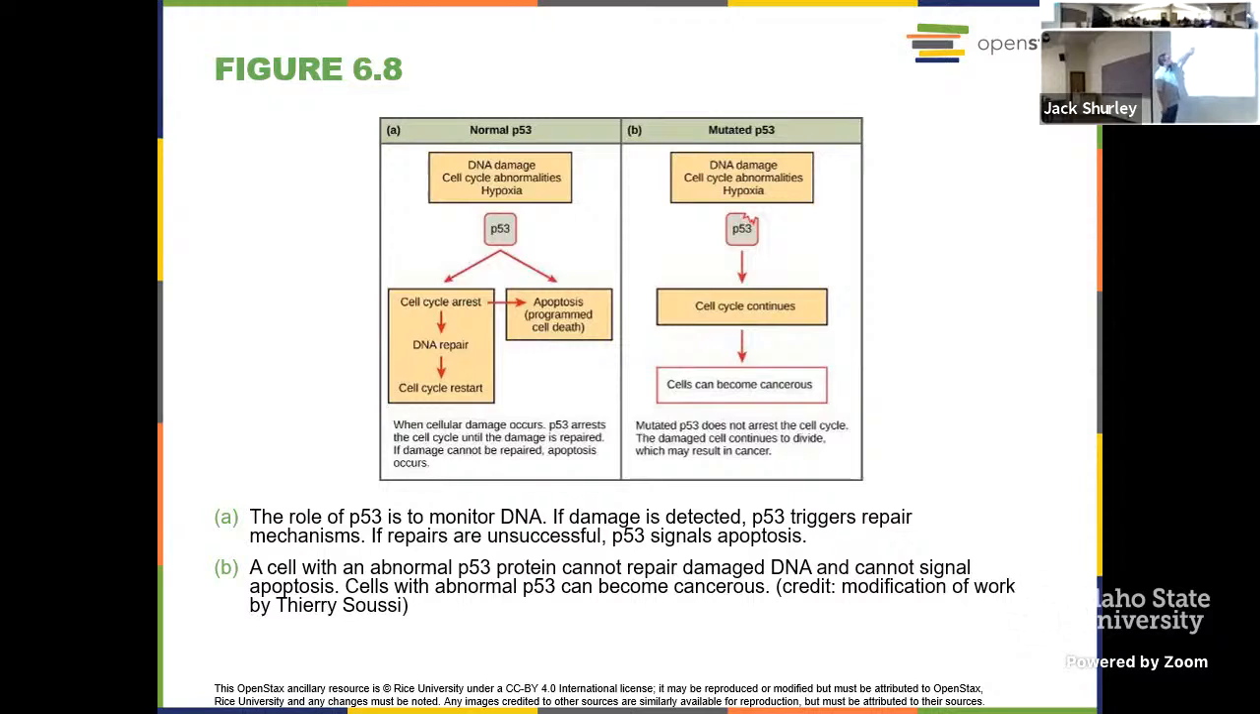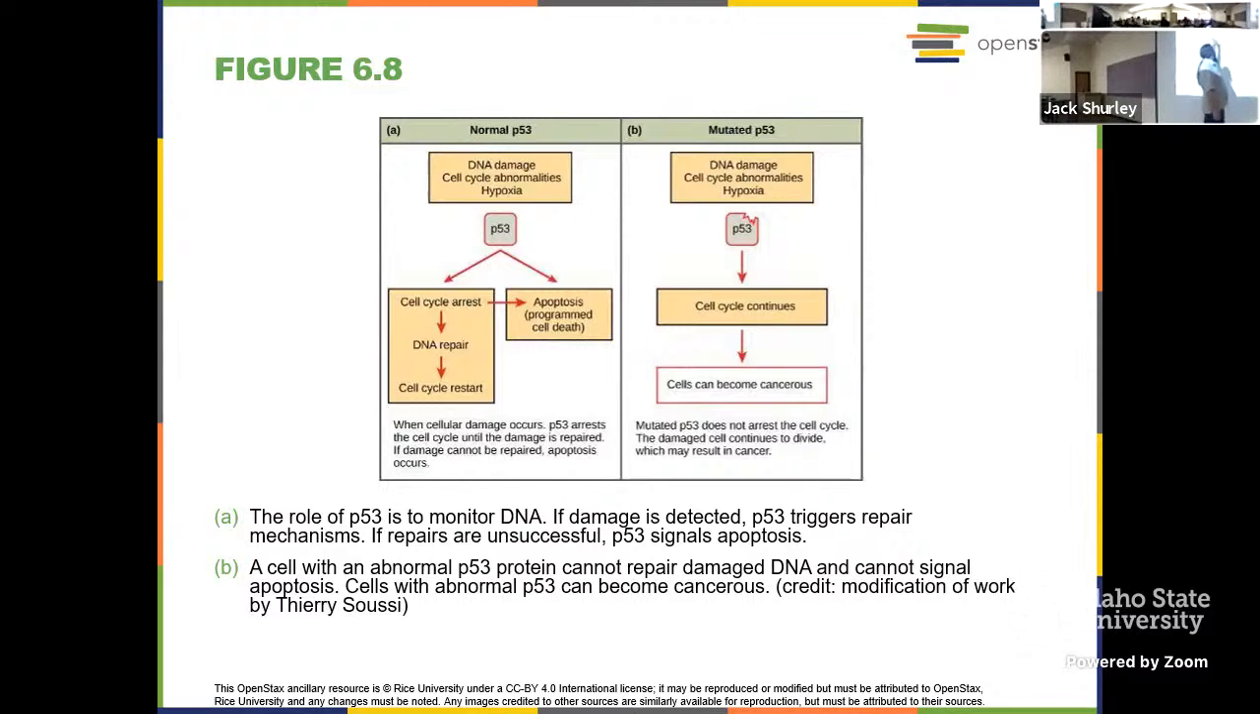If none of this happens, we can't correct stuff, that's when the apoptosis happens, and that cell ultimately gets destroyed. That's the normal situation. That's what we want to have happening inside of our cells as a control mechanism to ensure that these things help, if you will.